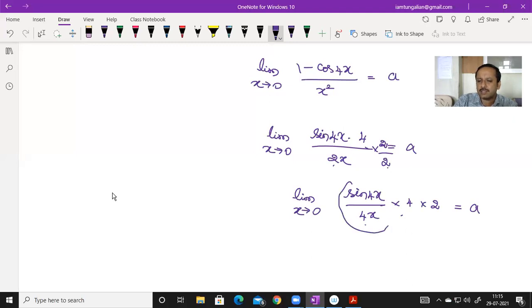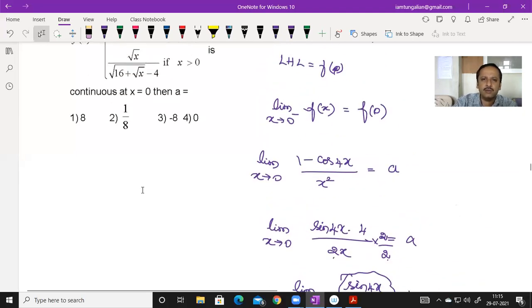As x approaches 0, sin 4x by 4x becomes 1. The 4 into 2, 8, is equal to a. So a is equal to 8, which is the first option. So either you can do this or you can take that RHL also. RHL, right hand limit, is equal to f of 0. That also you can do.